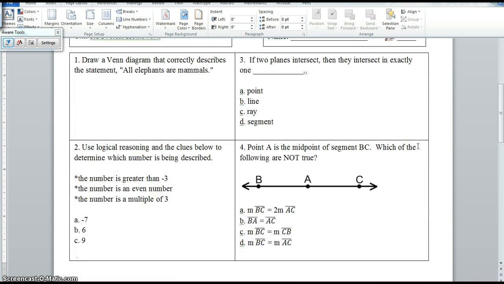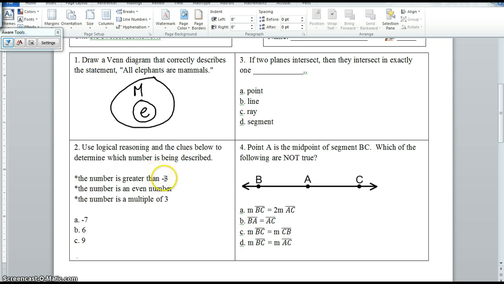Let's go down to this part. Number 1. Draw a Venn diagram that correctly describes the statement, all elephants are mammals. So remember, the first part of the sentence should be the little circle. I'll put E for elephants. And the big circle should be mammals. M for mammals.